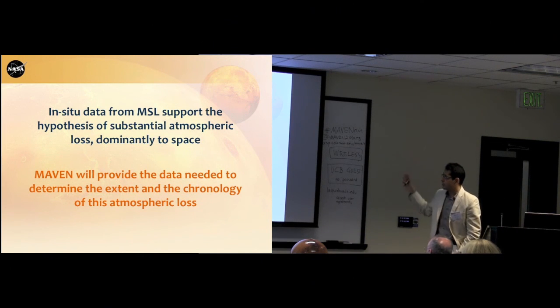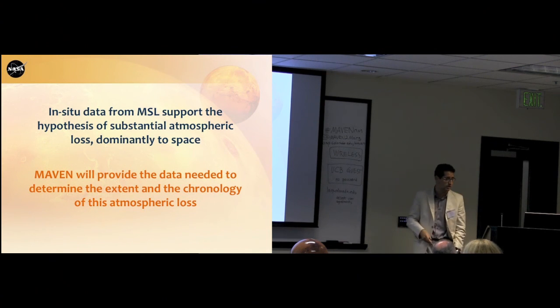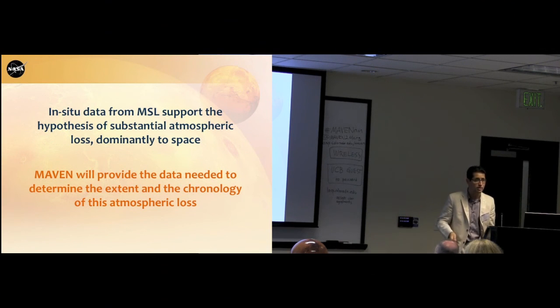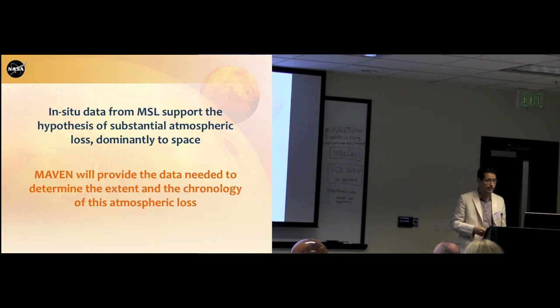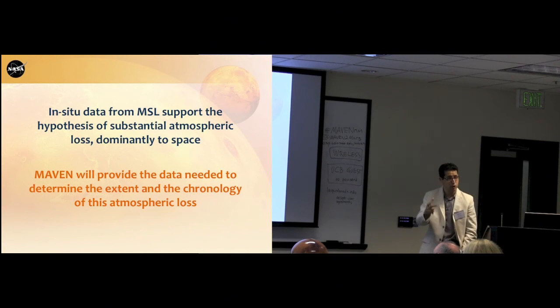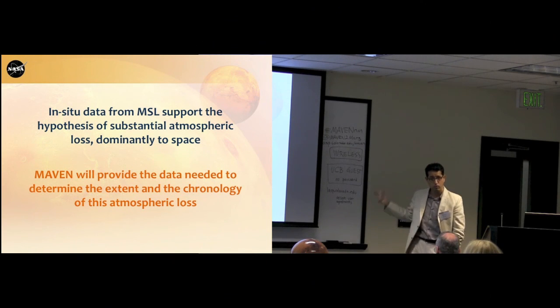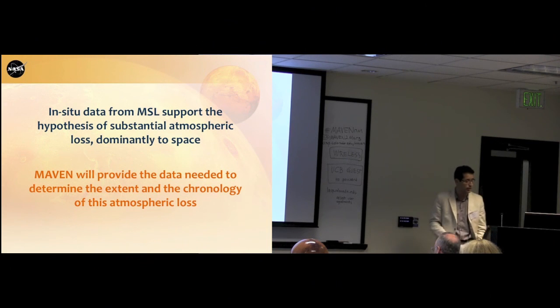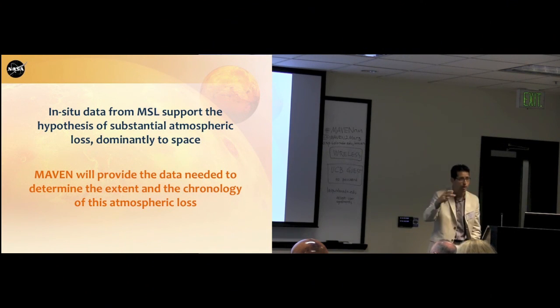So the result, in a nutshell, of everything I said is that the in situ data from MSL support the hypothesis of substantial atmospheric loss that was dominantly to space. When MAVEN comes into the picture, it will allow us to provide the data needed to determine the extent of that loss, how much we really lost. We know the atmosphere's state today, but we don't know what it was before, so we have to assess the cumulative loss over the billions of years, and the chronology of that loss. How did we lose it? Was it over 3-4 billion years, or was it one event, or how did it work?